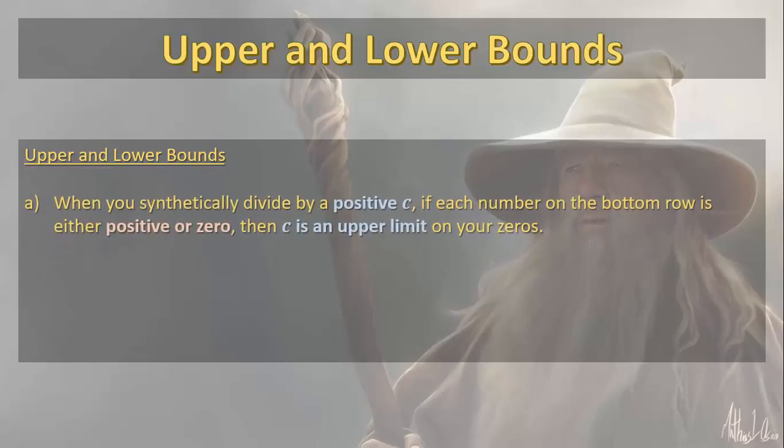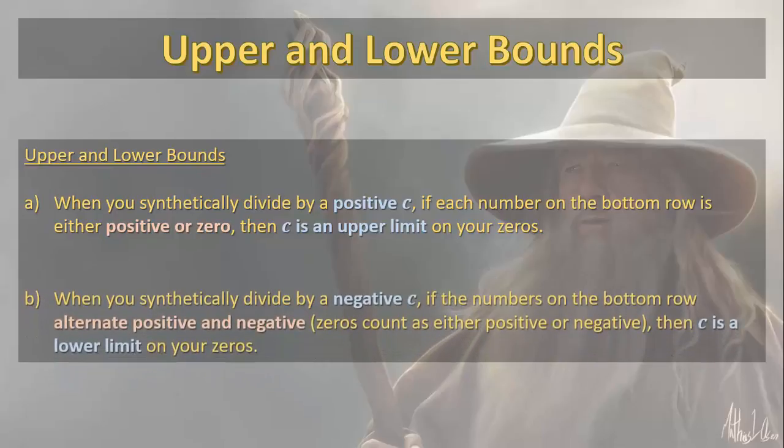Another two-parter. When you synthetically divide by a positive c, c just being any rational, if each number on the bottom row is either positive or zero, then c is an upper limit on your zeros. And when you synthetically divide by a negative c, again, c just being a rational number, if the numbers in the bottom row alternate positive and negative, and by the way, zeros can count as either, then c is a lower limit on your zeros.